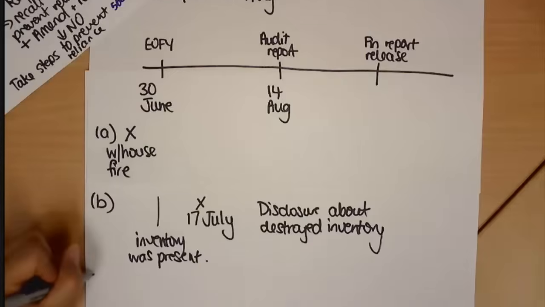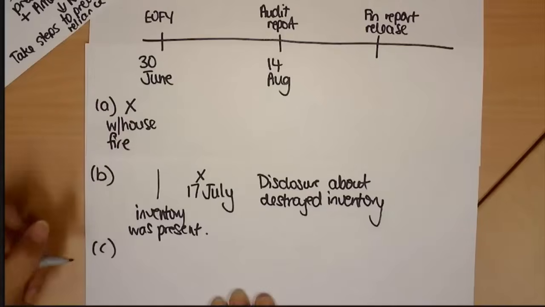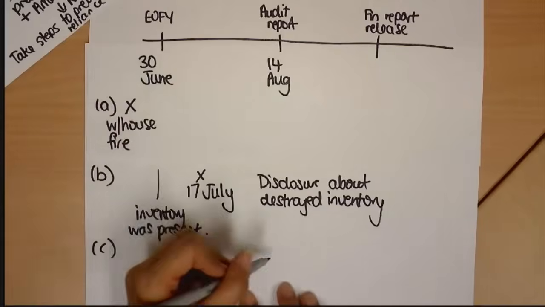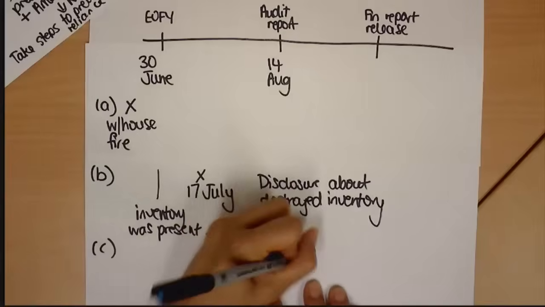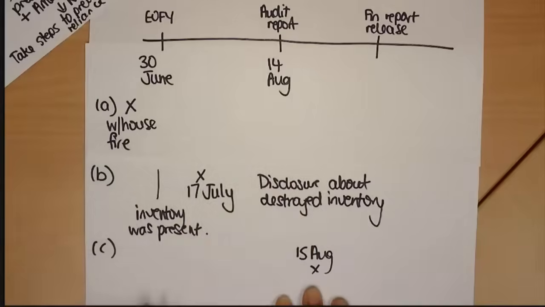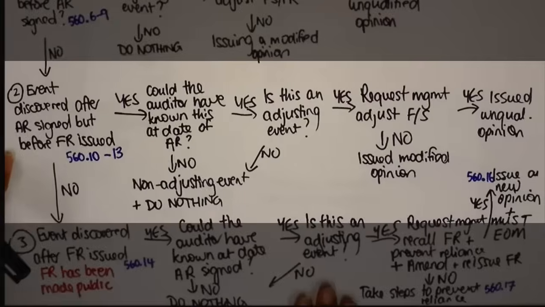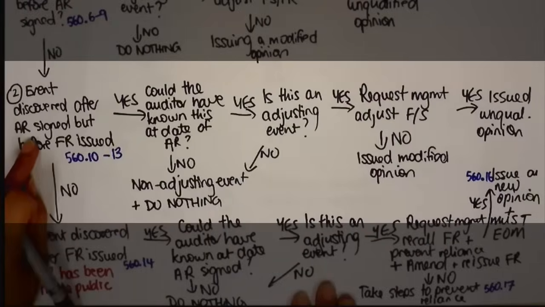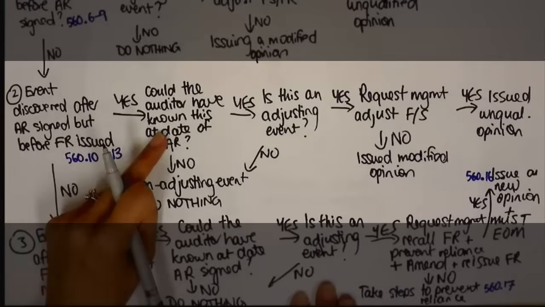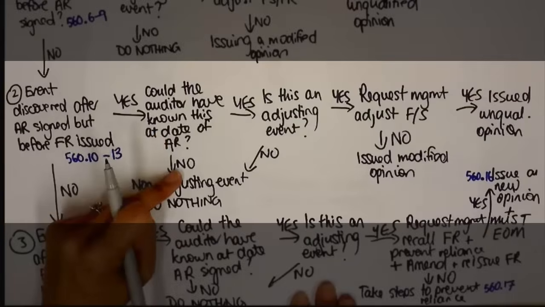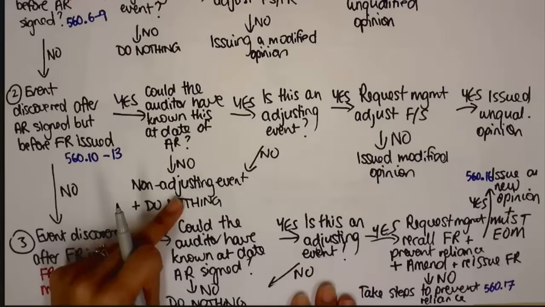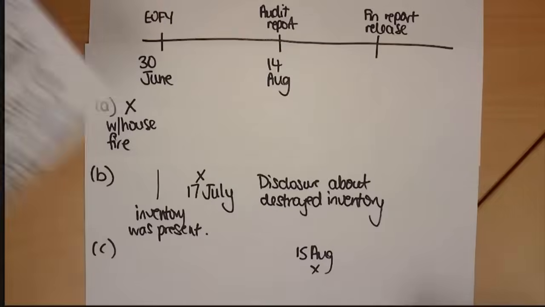Okay, what about part C from the question? The fire occurred on the 15th of August. All right, so we know in that instance, we have an event discovered after the audit report was signed but before the financial report was issued. Could the auditor have known about the fire at the date of the audit report? No. So then we would do nothing in that particular instance. There's no requirement for any adjustment. So that was the simple version there using a fire.